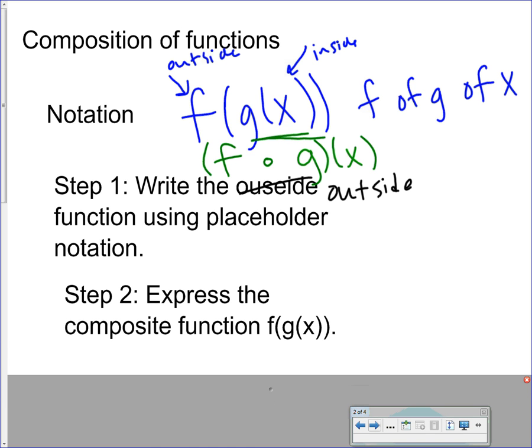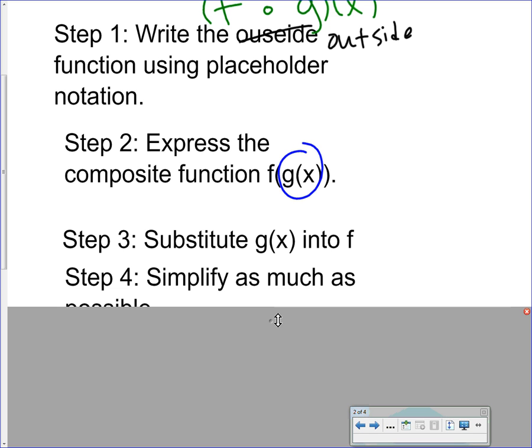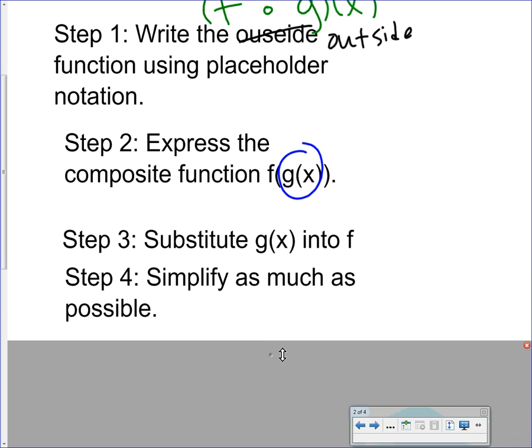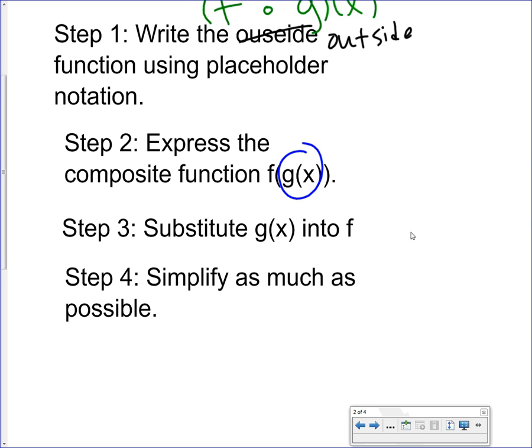Then you're going to put g of x into the blanks. And then you're going to simplify as much as possible. So we're going to look at an example of this here.